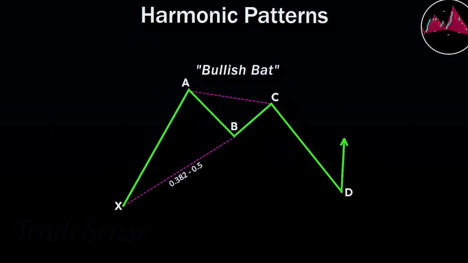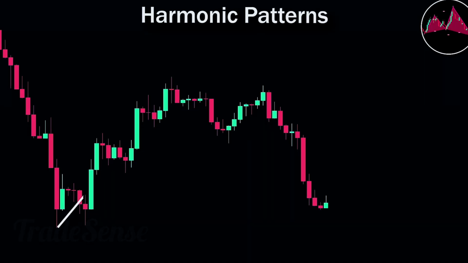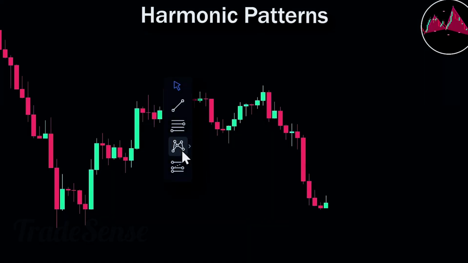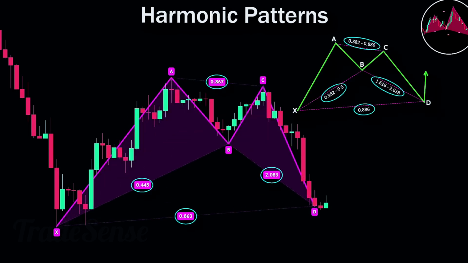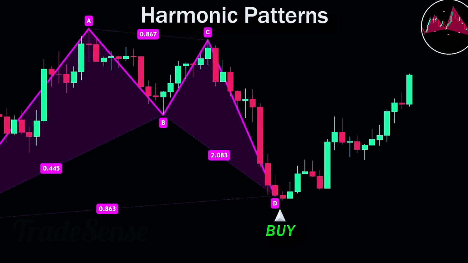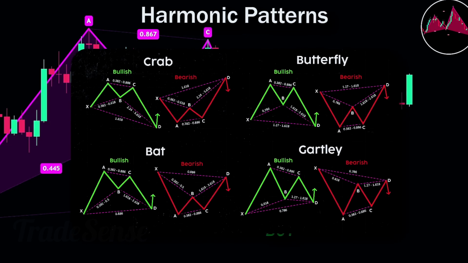Point A to C needs to have a value between 0.382 and 0.886. And the same thing works for the other points. Next, these specific guidelines can then be applied onto a real chart. So, if you see a price forming a series of 4 movements, you can apply the harmonic pattern tool to check if the price that formed matches a pattern's guideline. If it does, then you can take a position based on the pattern that formed. There are multiple harmonic patterns that exist. Most notable are butterfly, bat, crab, and each have their own unique values.